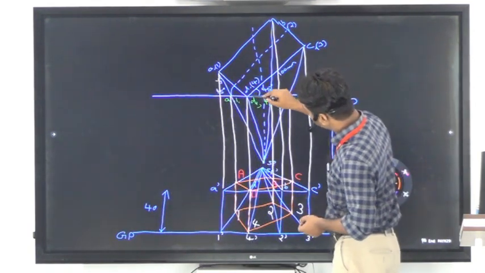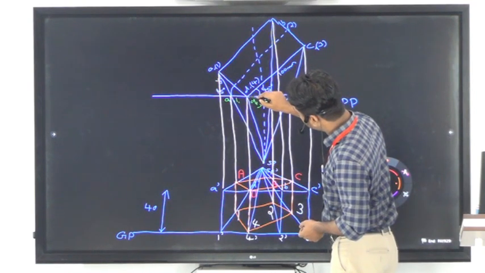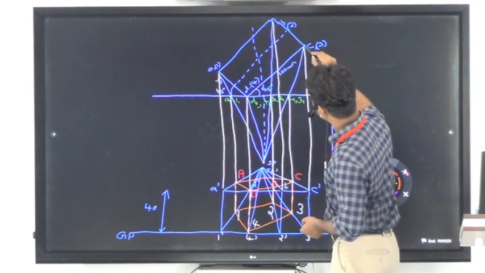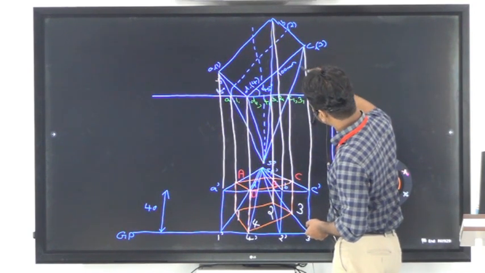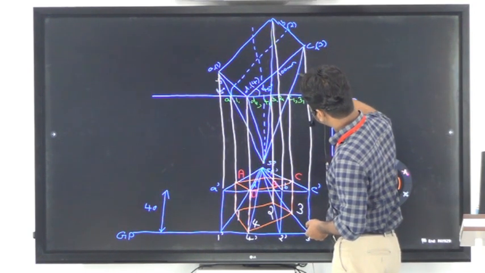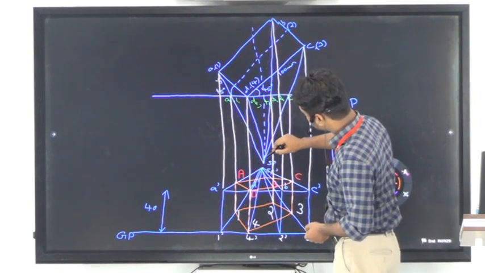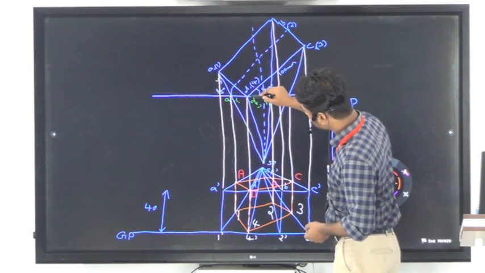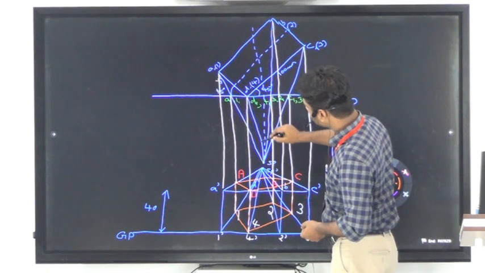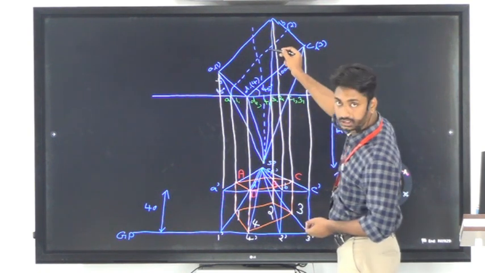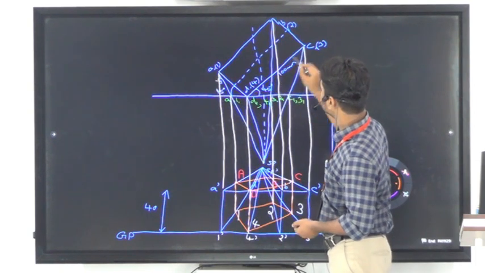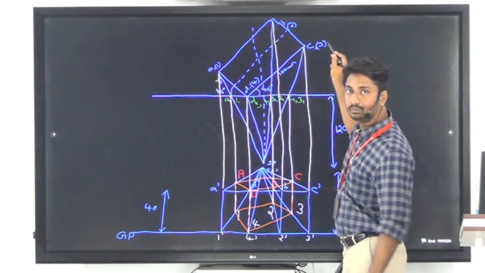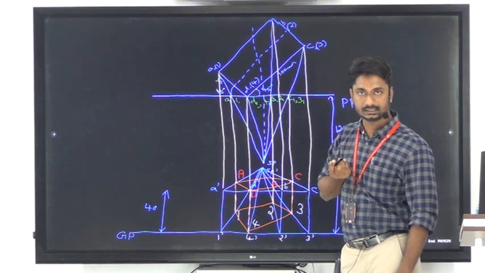Similarly, if you are considering the points D4 and C3, the lines joining those points with the station point, this line and this line, both of these lines are not touching any other points on the object. So these points D, 4, C and 3 will also be visible points.